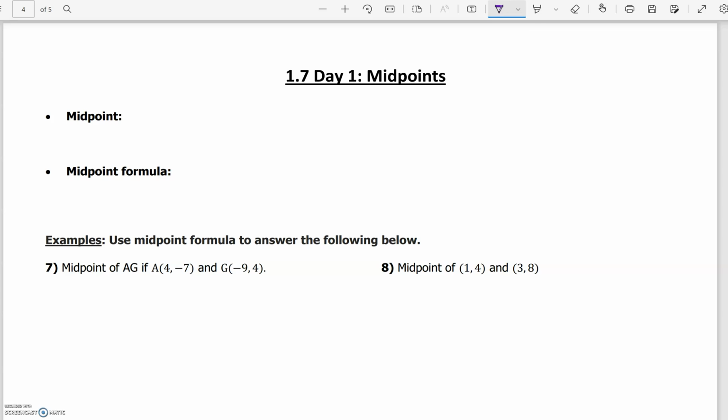This is lesson 7.1, day 1. We're going to talk about midpoints. Midpoint is the point halfway between the endpoints on a segment.